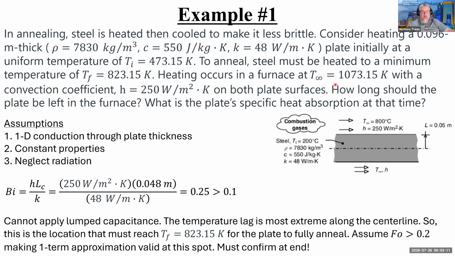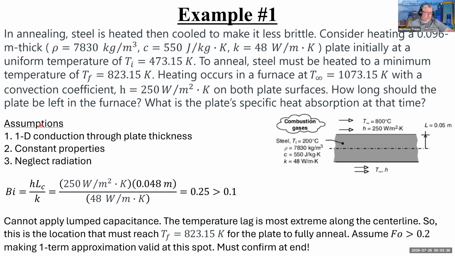So we know that the plate needs to be kept in the furnace at least long enough for the centerline temperature, the midline temperature, to reach this annealing temperature of 823.15 Kelvin. So basically we're going to ask: how long does it take the center line of this plate to get to this temperature, given this initial temperature and this set of conditions and material properties?